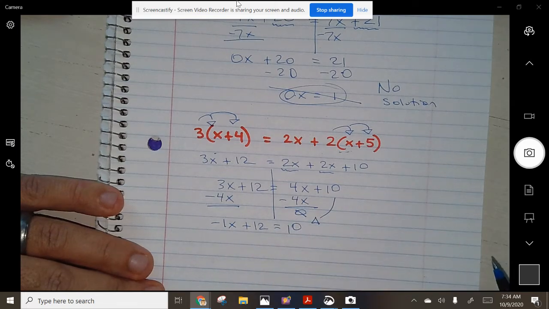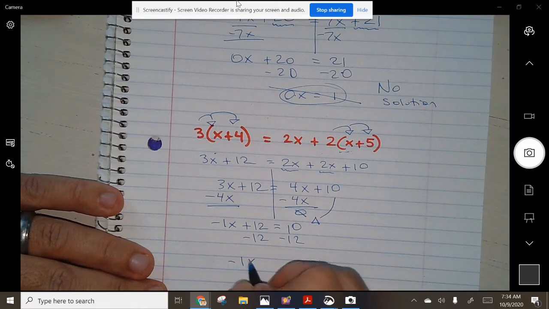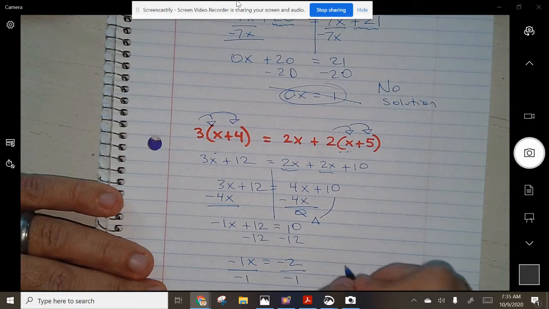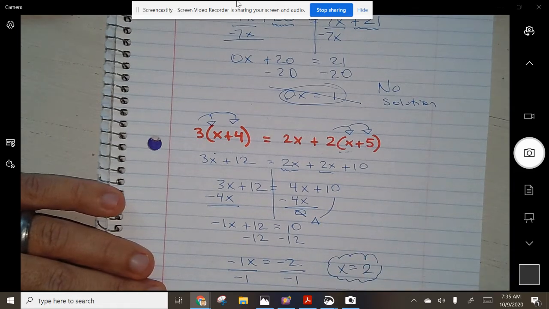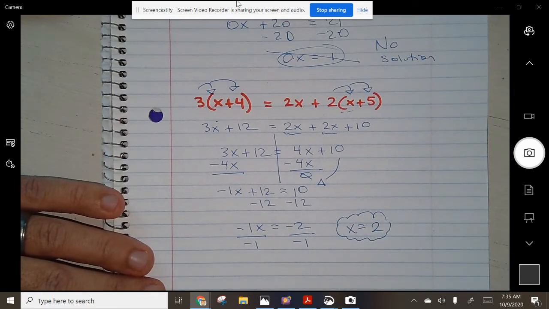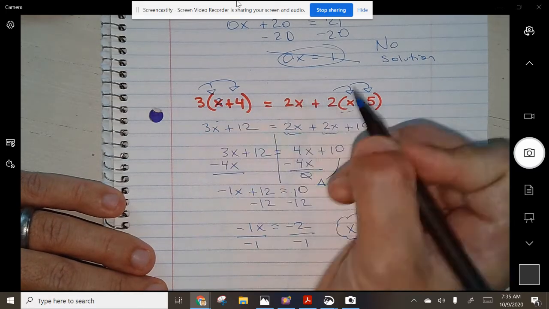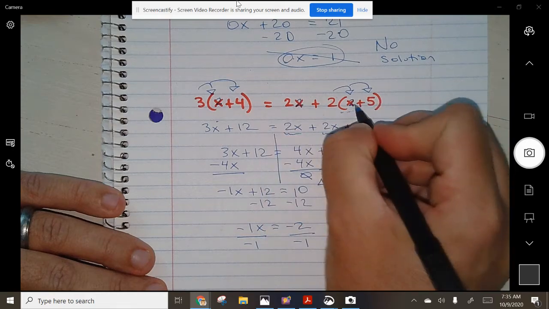All right. Then from there, I'm going to subtract 12. Negative 1x equals negative 2. Divide by negative 1. Negative 2 over negative 1 equals positive 2. Okay? If you were ever wondering if this actually did make sense, what if I plugged in 2 here, 2 here, and 2 here?